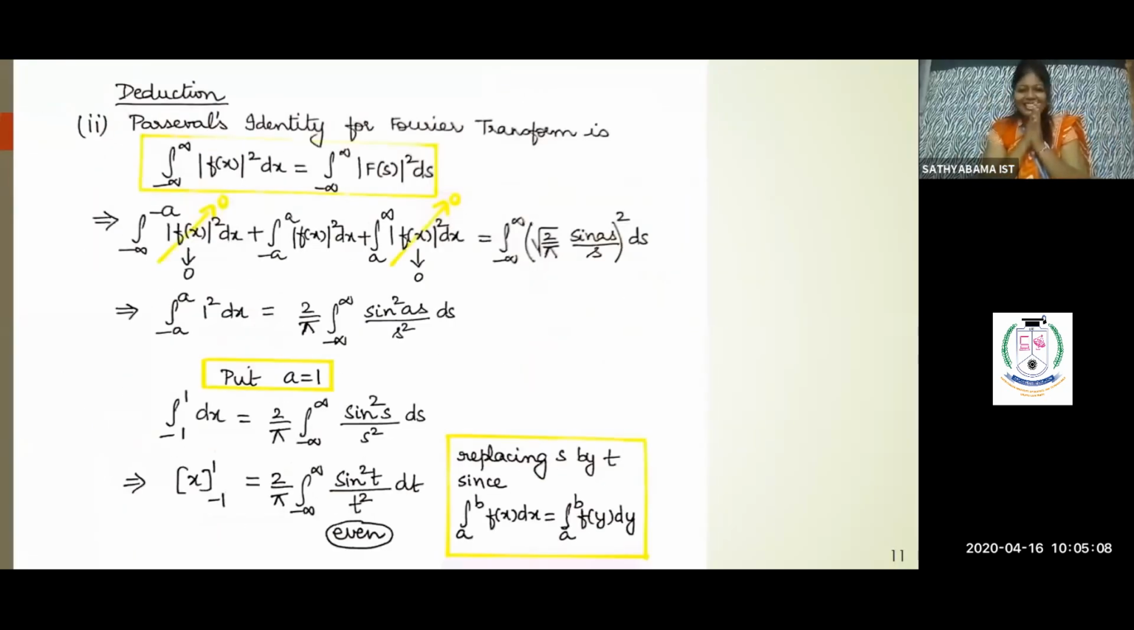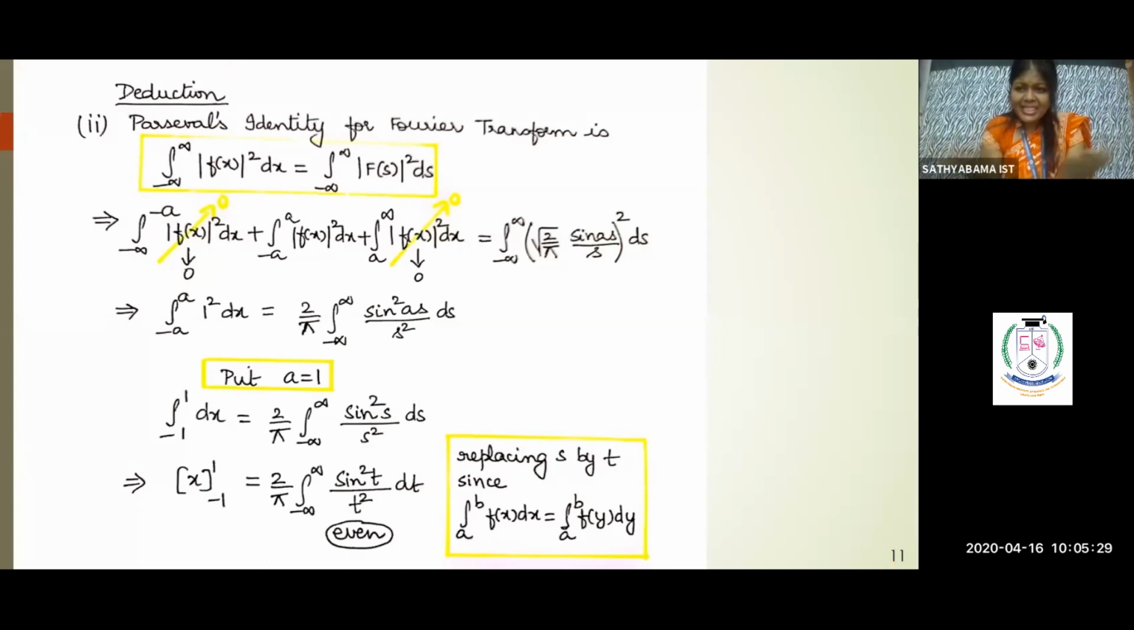Okay. So let's go to the second deduction. Again, simply state Parseval's identity, substitute, simplify, and you will get the value automatically. So let's see how we do it. What is Parseval's identity for Fourier transform? Integral minus infinity to plus infinity mod f of x squared dx is equal to integral minus infinity to plus infinity mod f of s squared ds.